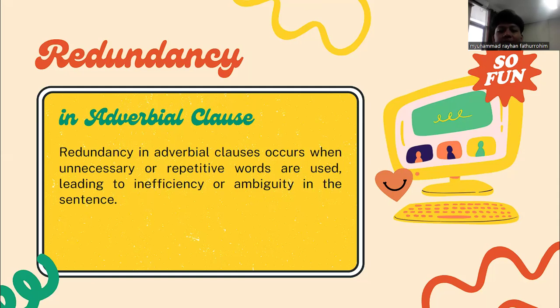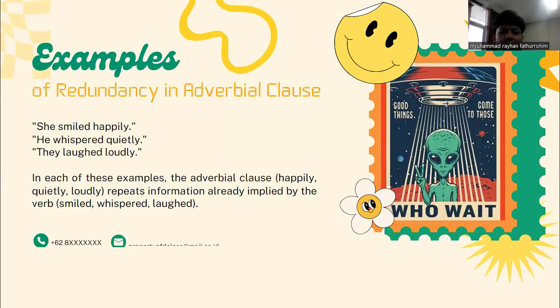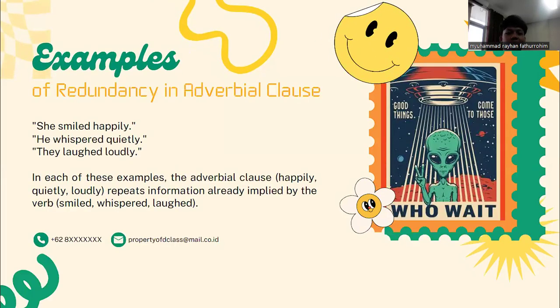Okay, let's go to the next slide. We have an example of redundancy in adverbial clauses. I'm going to take "he whispered quietly." As you can see in this slide, "whispered quietly." What do we call this in Indonesian? We call it pemborosan kata.